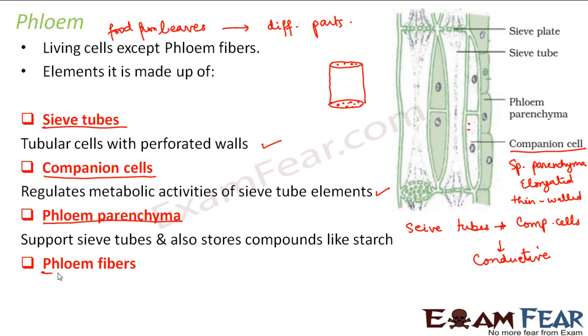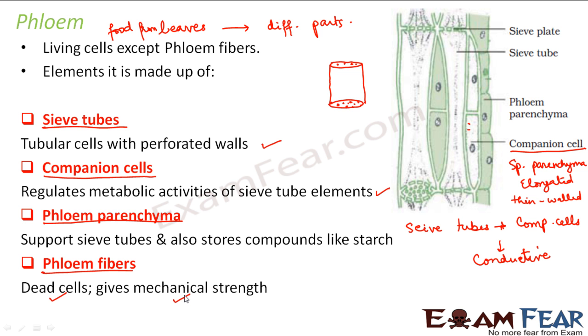And then the last one, that is Phloem Fibers. Fibers, as you all know, are dead cells and they give mechanical strength. Even in xylem you had the Xylem Fibers which were dead cells and which gave mechanical support, right? Okay, so now what do we see? Except fibers, all other elements of phloem are living, whether it is sieve tubes or companion cells or Phloem Parenchyma, they are all living cells, right?